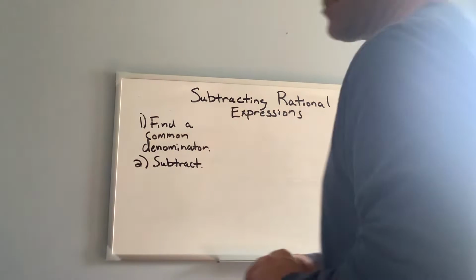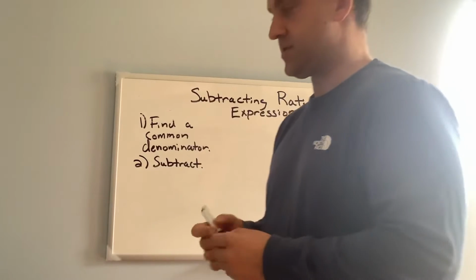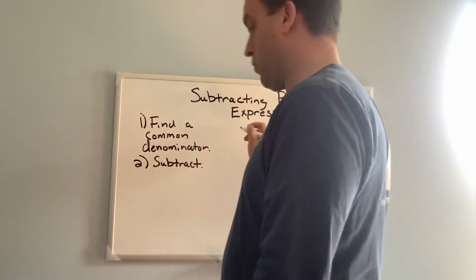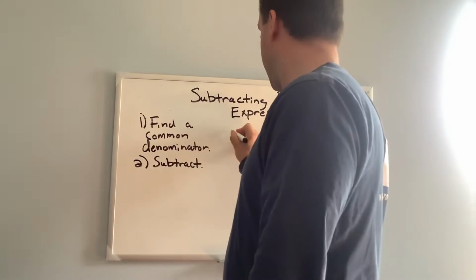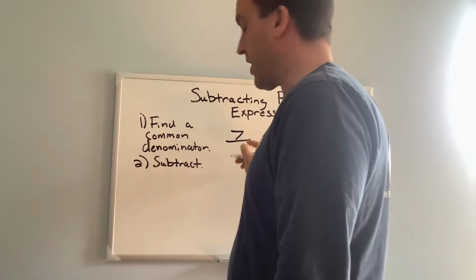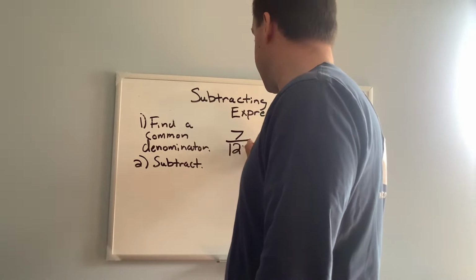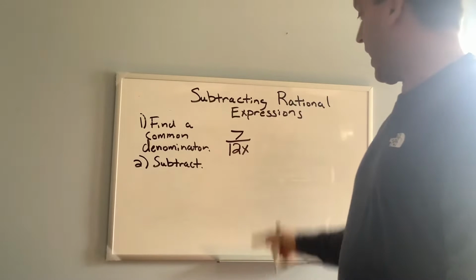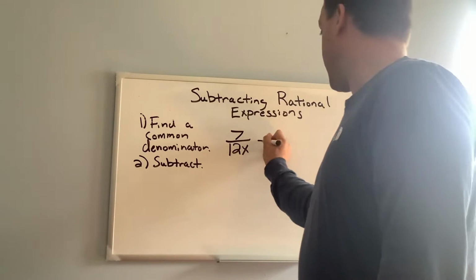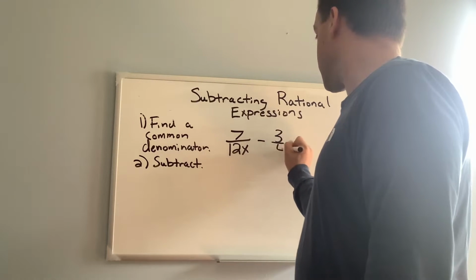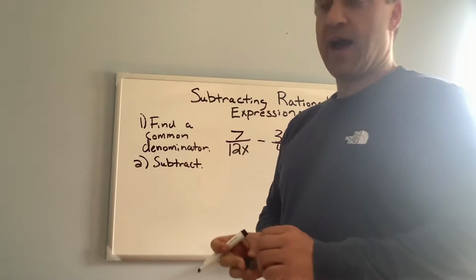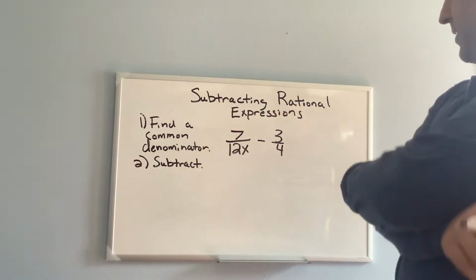Now we're going to look at subtracting rational expressions. So we're going to start with an example that includes variables. My first expression is 7 over 12x and then minus 3/4. Now we need to find a common denominator.